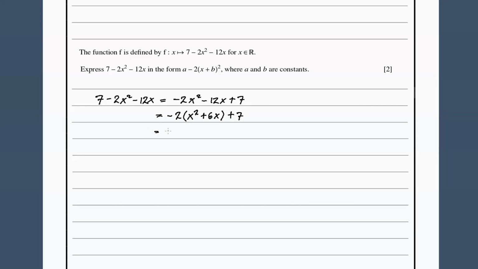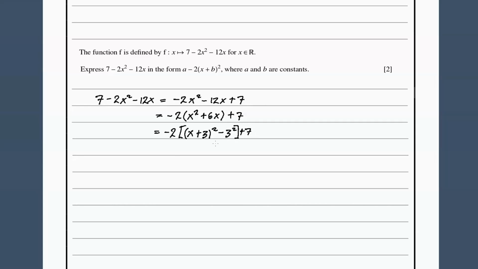So basically now, if we complete the square, we'll be having, opening up the bracket, x here, and plus half of the coefficient of x, that's half of 6, which is 3, close bracket squared, and it's minus the 3 squared, and it's plus 7.